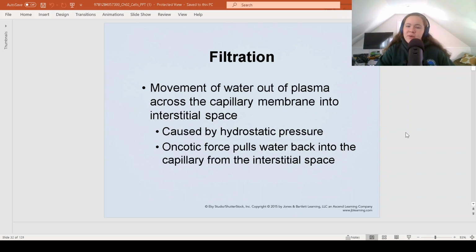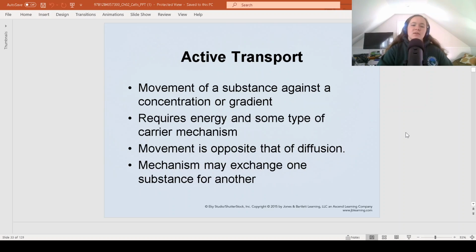Filtration is the movement of water out of plasma across the capillary membrane into interstitial space caused by hydrostatic pressure. Oncotic force pulls water back into the capillary from the interstitial space. Active transport, the movement of a substance against a concentration gradient, requires energy or some type of carrier mechanism. The movement is opposite of that of diffusion, and the mechanism may exchange one substance for another.